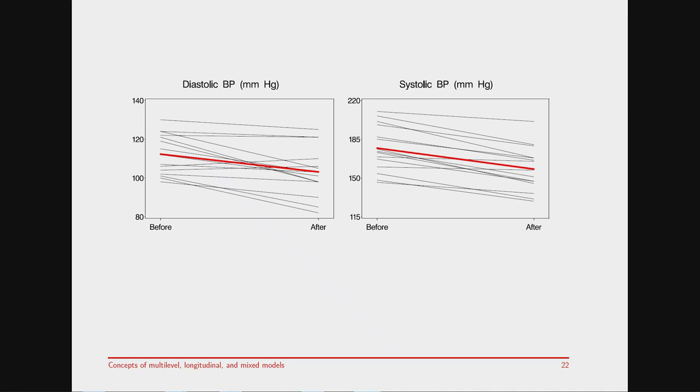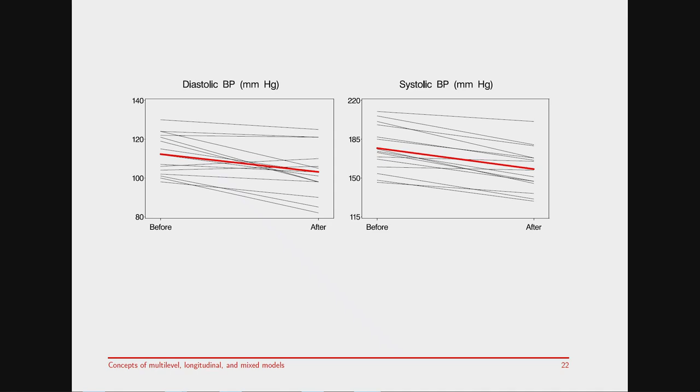Look here at the beginning, how different they are. Some are below 100, some are above, let's say, 130, about. So a lot of variability at baseline. But that variability I'm not really interested in so much.